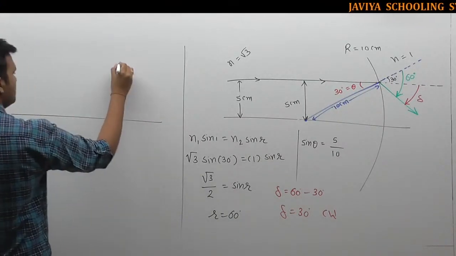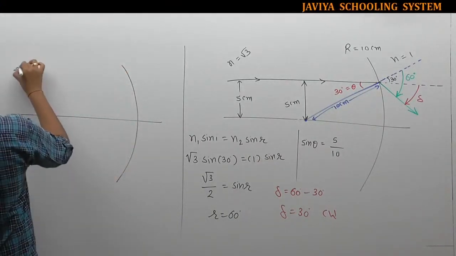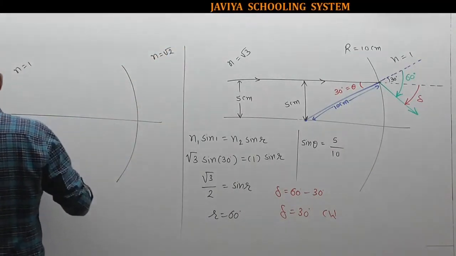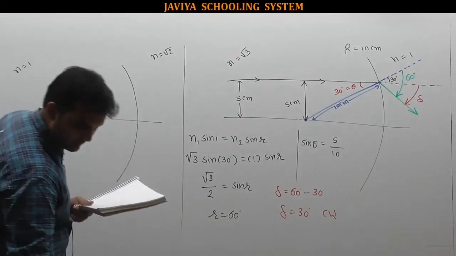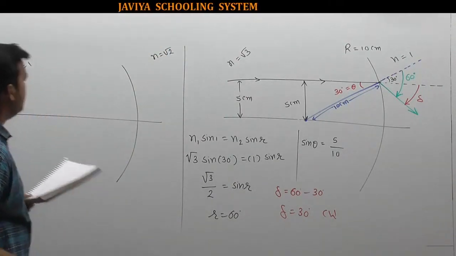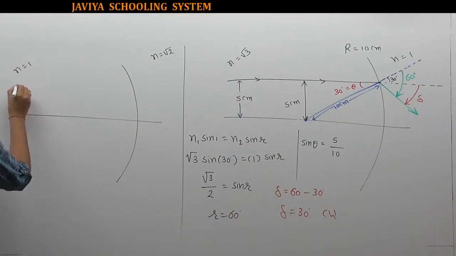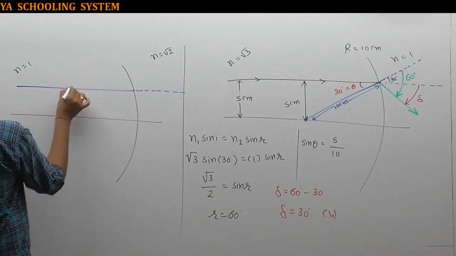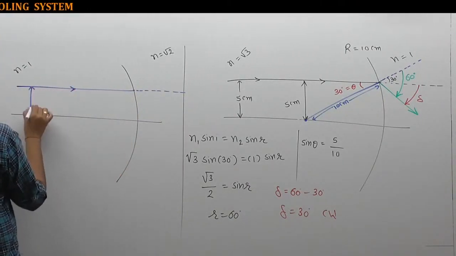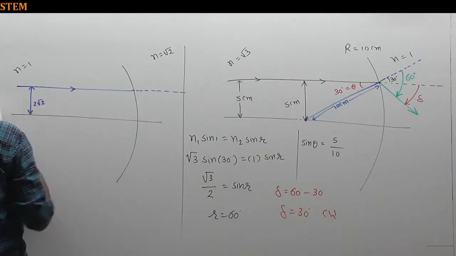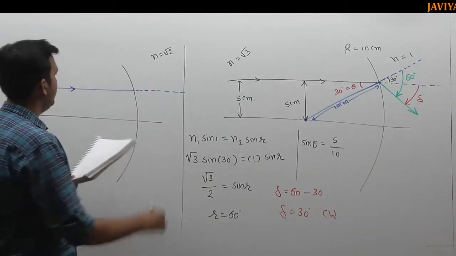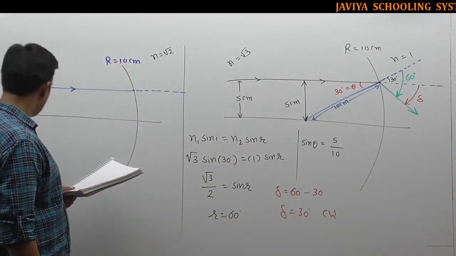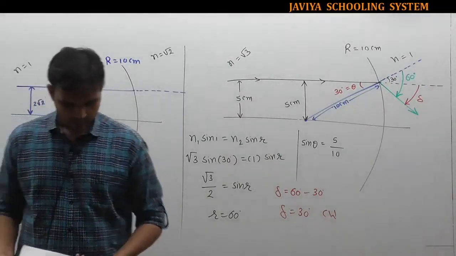Let me do one more. Here n is equal to 1. Here n is equal to √2. This is the incident ray, and the distance is 2√2 centimeter. And radius of curvature you can take as 10 centimeter. Find the deviation. Same question.